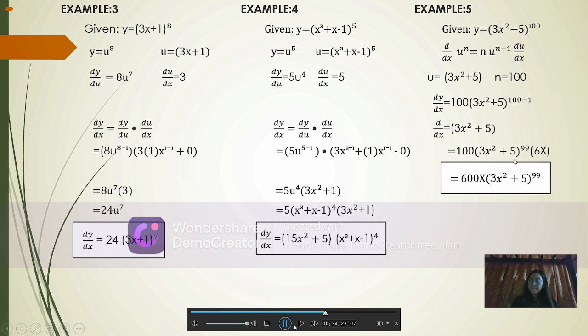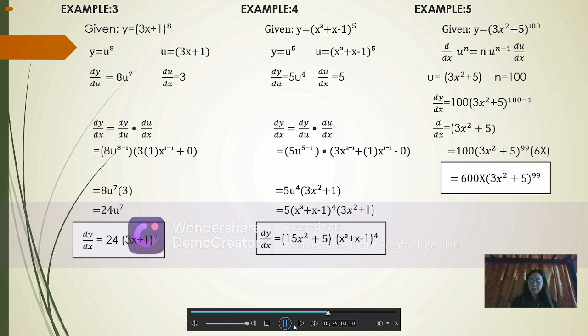So, ibig sabihin, ito 100, ito times natin sa 6x. So, magiging 600x. Then, write lang ulit natin yung u natin, yung naka-parenthesis 3x squared plus 5. Yun. Then, yung binawas na exponent na minus 1, yung 99, syempre, lalagay natin siya dito sa may taas, exponent. Exponent natin is 99. So, the answer is 600x, 3x squared plus 5 to the 99 power.